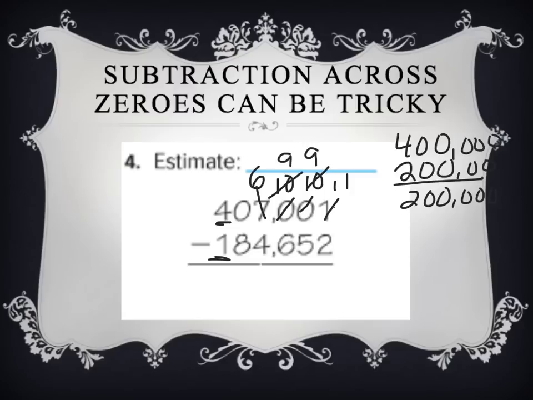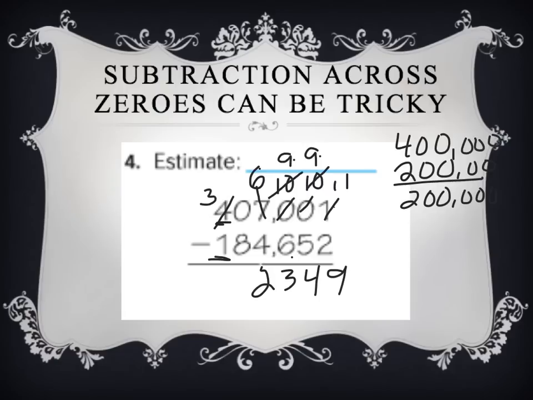But now I'm ready to subtract. 11 take away 2 is 9. 9 take away 5 is 4. 9 take away 6 is 3. 6 take away 4 is 2. Uh-oh. 0 take away 8. Can't do it. So I'm going to borrow from the 100,000s.